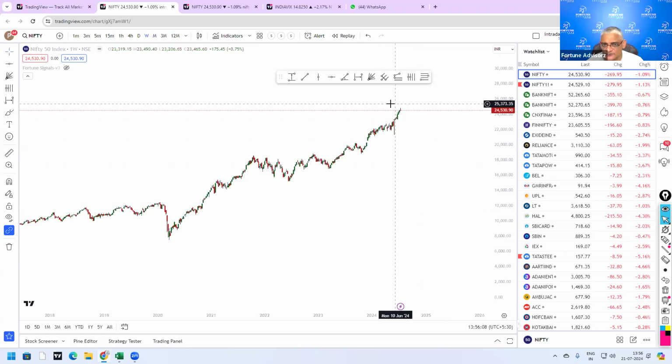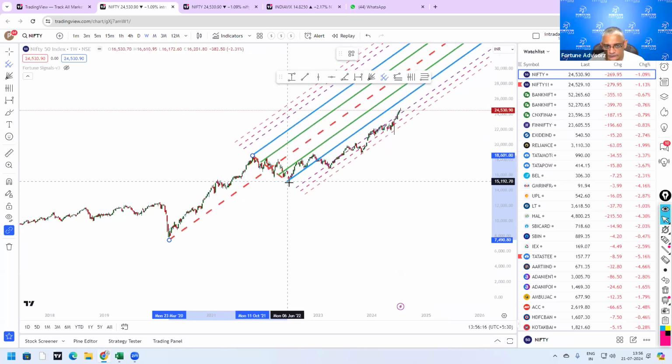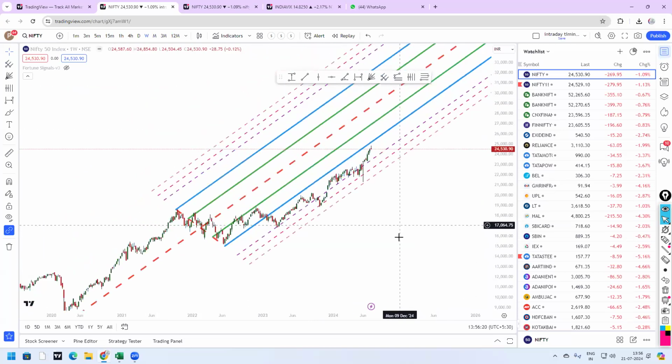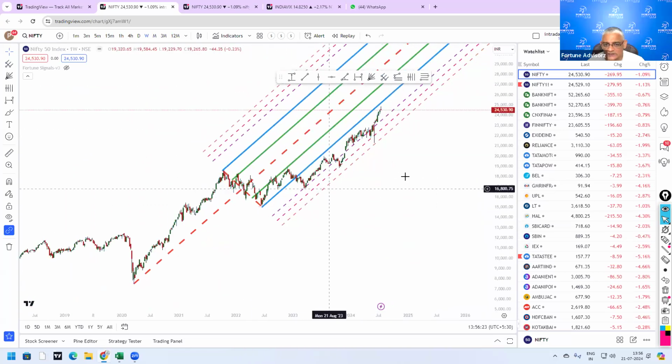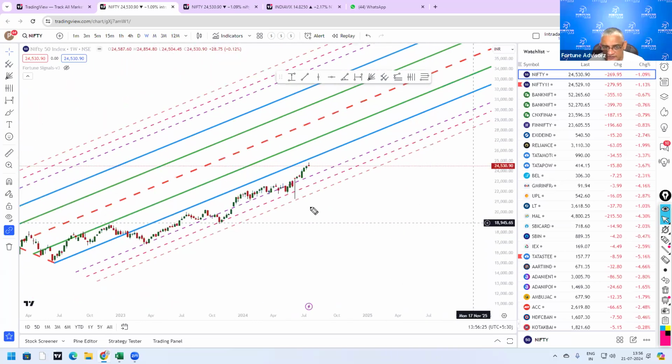So now what is this pitchfork? It's like a fork where you can use it from the bottom, connect the high and connect the low. That is done. So now the market, if it has to survive, it has to survive the last point. Survival.